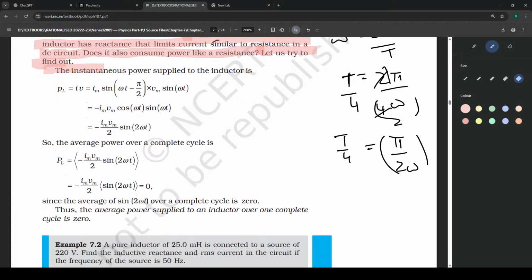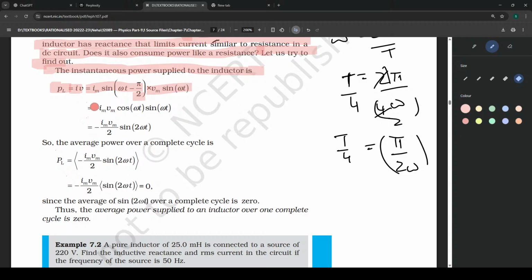The instantaneous power supplied to the inductor is PL, which equals I times V, which is Im sine(omega t minus pi by 2) into Em sine omega t. Basically, we know the formula for power, P equals I times V or V times I. We know the V formula, which is constant throughout this chapter, and we know our current in the inductive circuit, which we just found out. Same formula which we use.